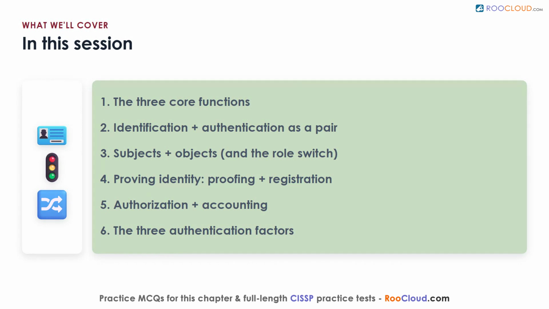We'll answer several questions. What are the 3 functions at the heart of identity and access management? How do identification and authentication work as a pair? What are subjects and objects, and why do their roles switch? How do you prove someone's identity when you first meet them? What do authorization and accounting add? And what are the 3 factors you can use to prove identity?